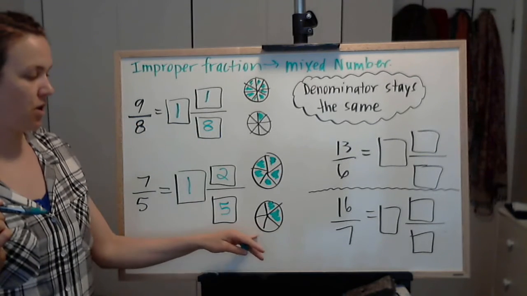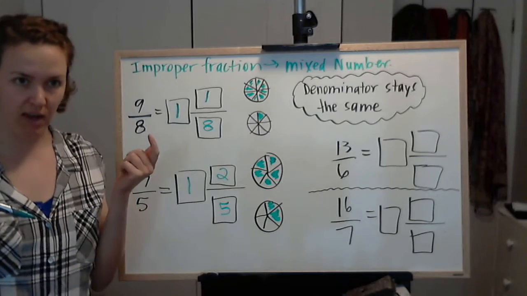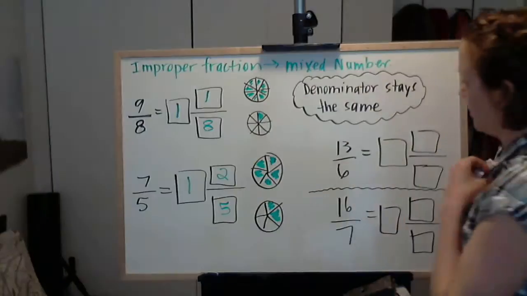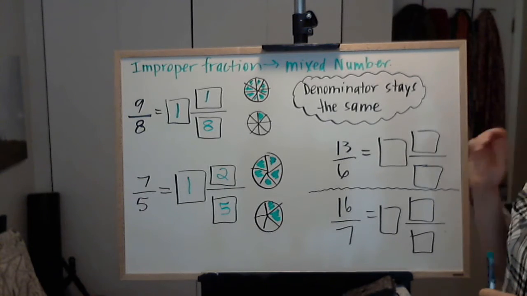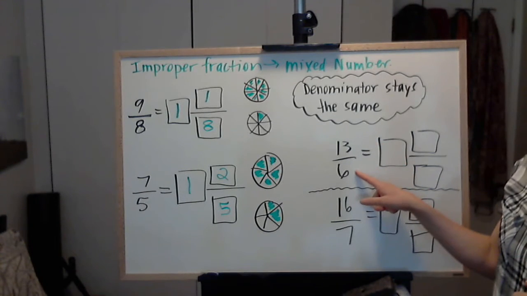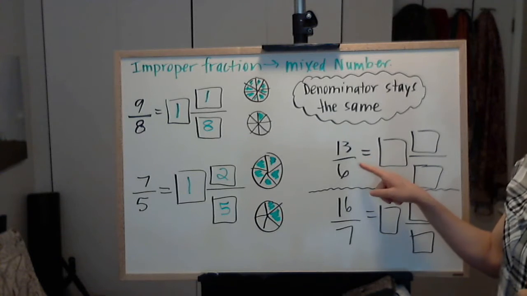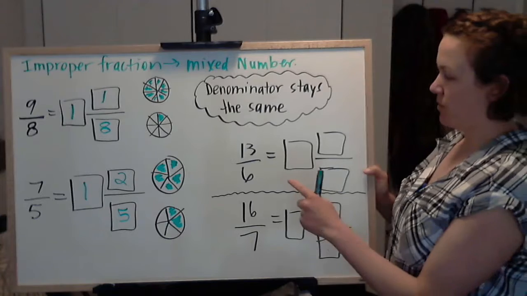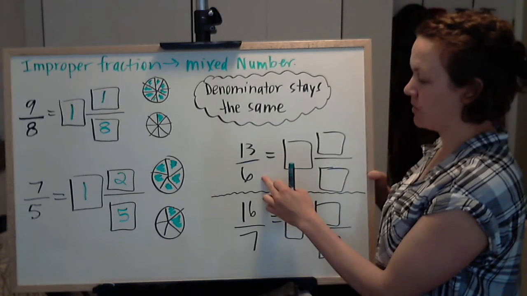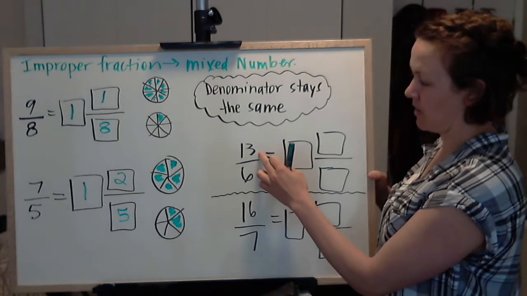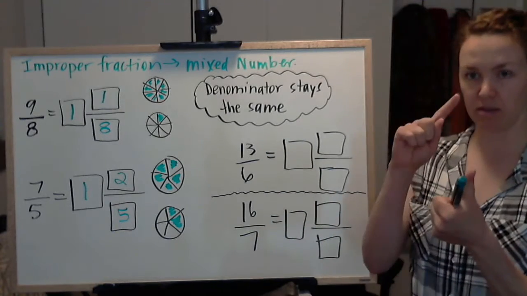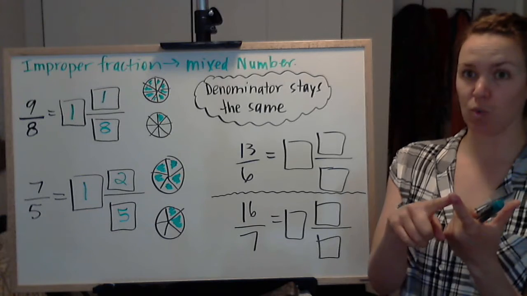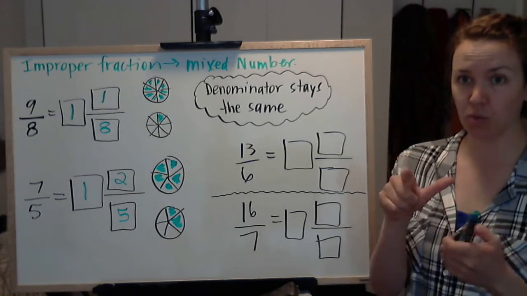Once you've done a few of the drawings, you might be able to kind of picture it in your head. And what you're actually doing is dividing. So 13/6. I have 6 pieces in each whole. So how many groups of 6 will I get out of 13? Well, 6 pieces makes 1, then another 6 pieces makes 12. So that's 2 wholes.